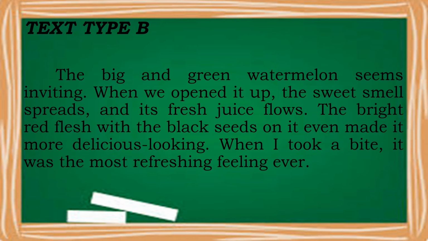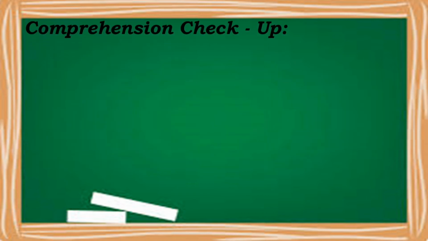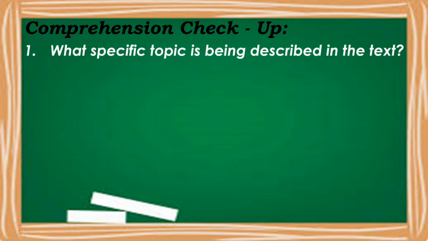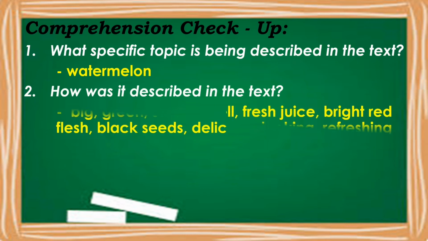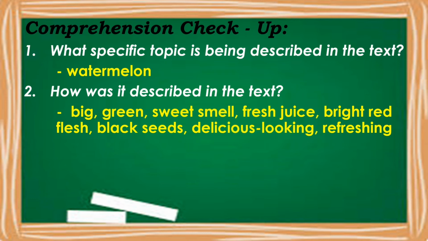Now, let's answer the following questions. Number 1. What specific topic is being described in the text? Very good, it was the watermelon. Number 2. How was it described in the text? It was described as big, green, sweet smell, fresh juice, bright red flesh, black seeds, delicious looking, and refreshing.